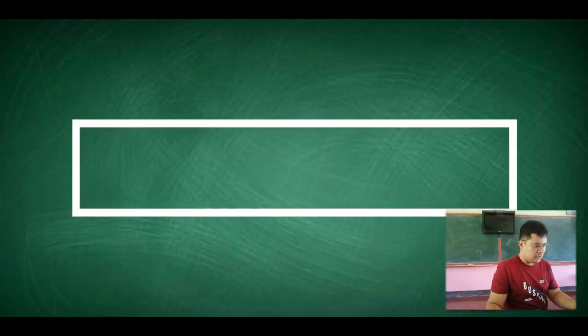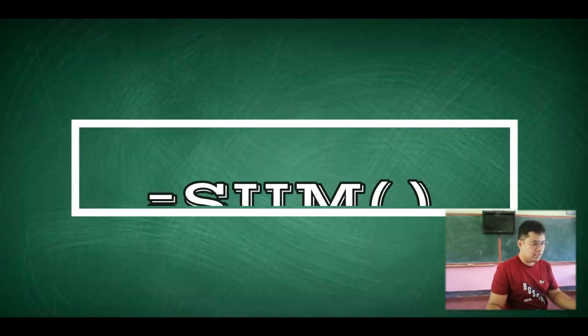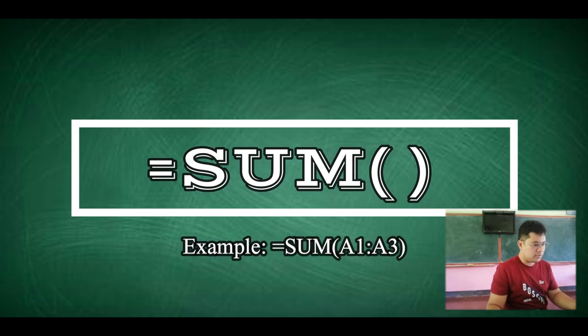This is how you write the sum function. First, enter an equal sign, then write the word sum. After that, enter open and close parentheses. Inside the parentheses are the numeric values or the range of cells that you wish to sum.